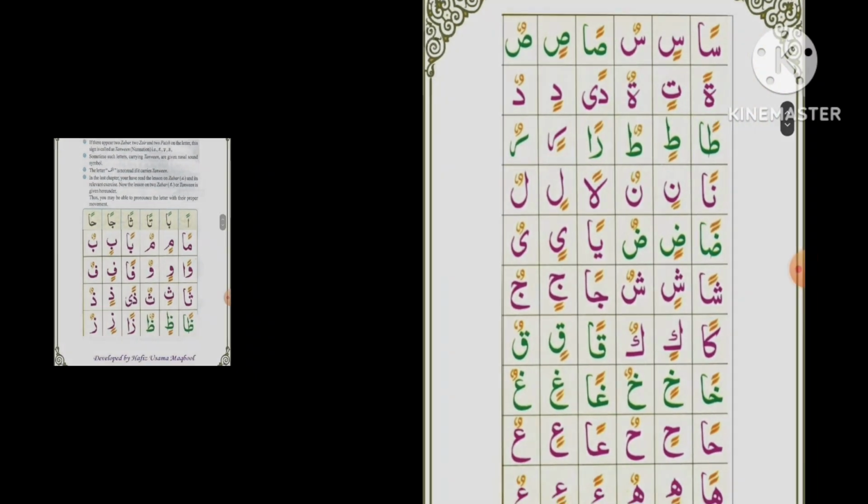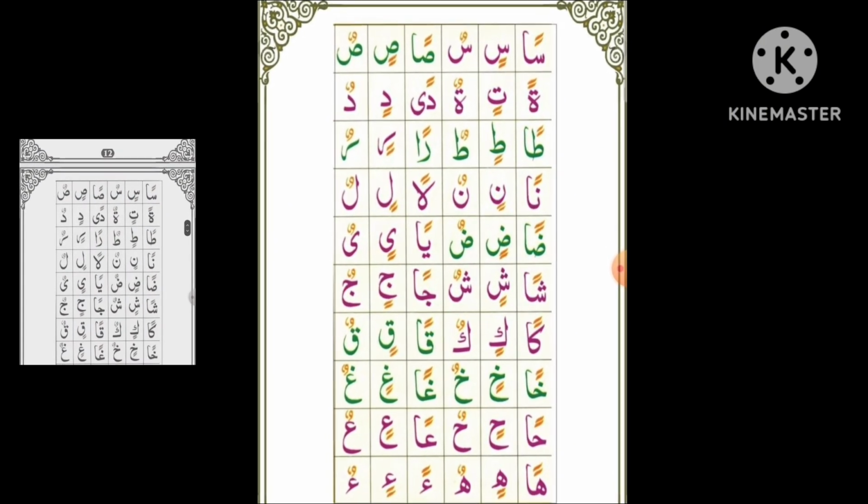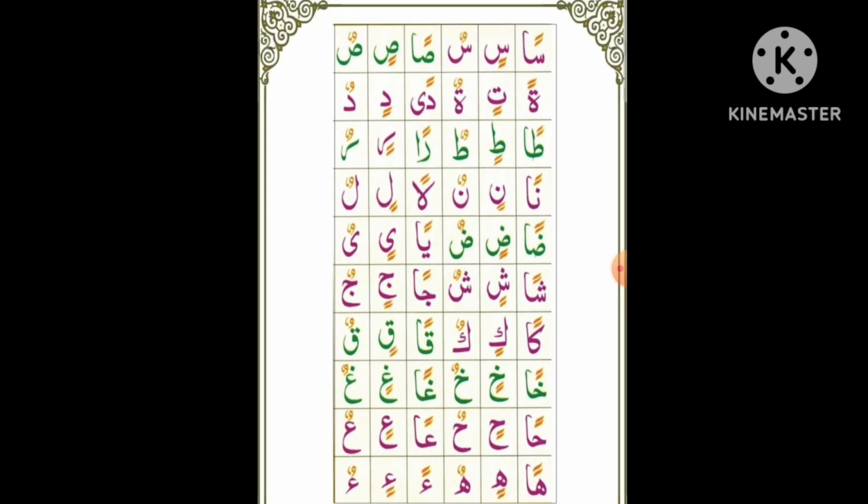Sin two zabar san. Sin two zair sin. Sin two pesh sun. Sod two zabar san. Sod two zair sin. Sod two pesh sun. Then you have two dots above a ha. If there are two dots above a ha, then it is a ta.